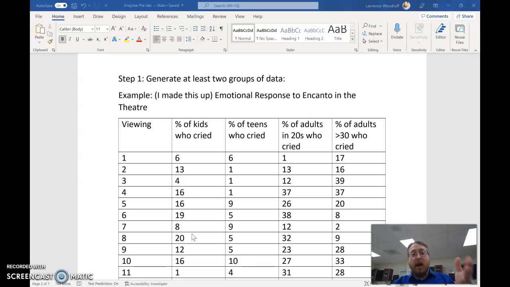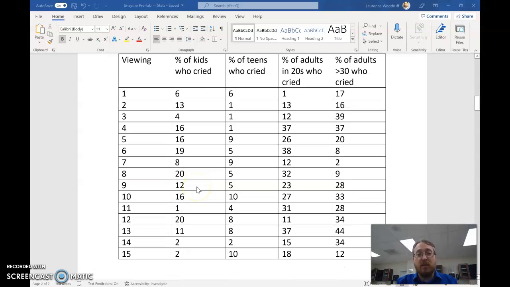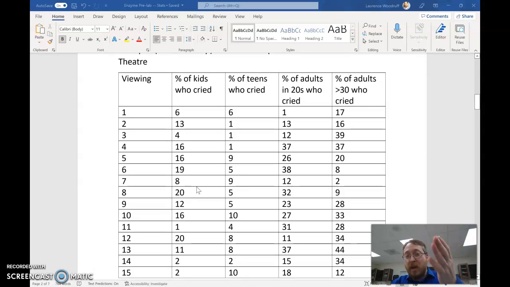I made these up. But I said that there were 15 theater viewings of Encanto, and then we watched the audience, and then we took note of everyone who cried. So in this first viewing, 6% of kids cried. These would be people from ages 1 to 10. Then 6% of the audience that were teenagers cried. 1% of the audience who were young adults in their 20s cried. And then 17% of the adults in the audience cried. So these are percentage of demographics who cried. And we did this for 13 theaters. So we have a lot of numbers.